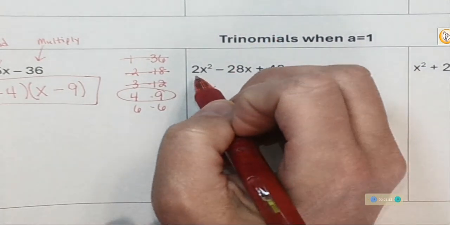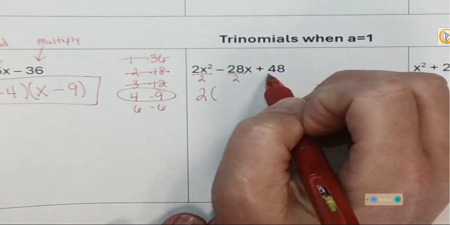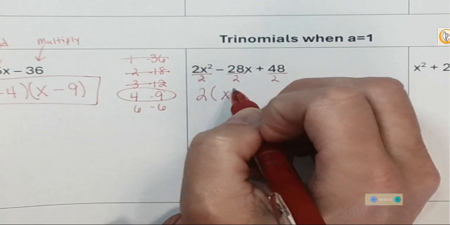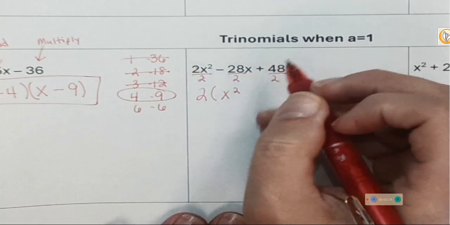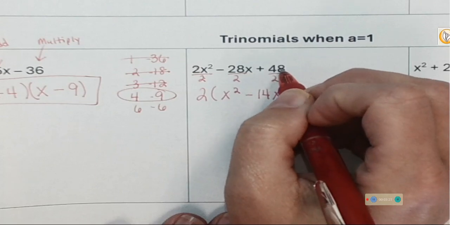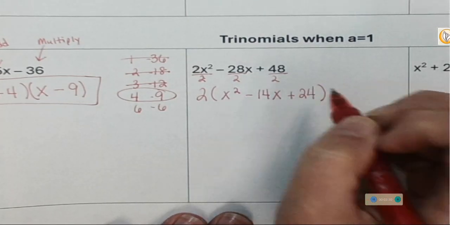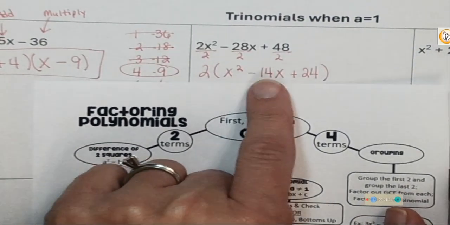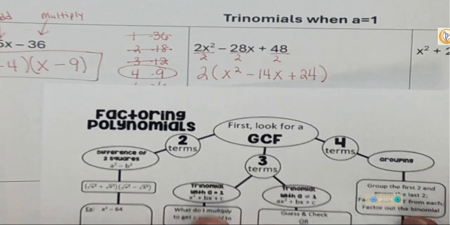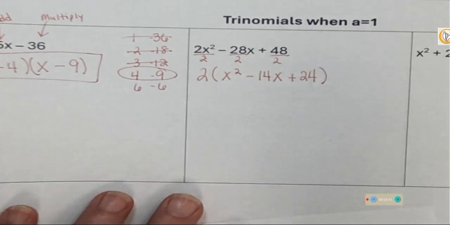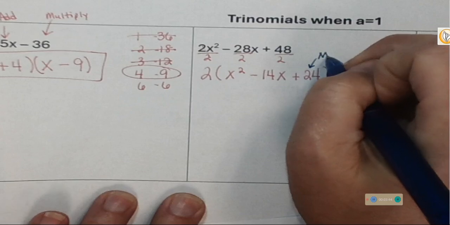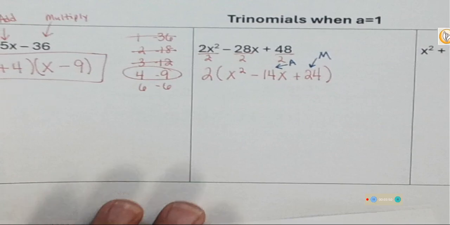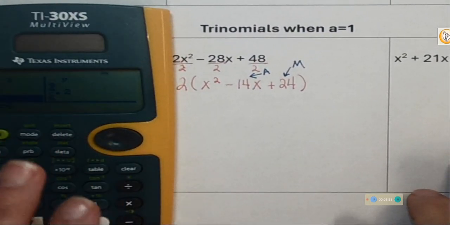So when I say I factor it out, what I'm really doing is I'm asking you to divide this, but usually you just do that in your head. 2x squared divided by 2, that becomes 1, and you got x squared. Negative 28x divided by 2 becomes negative 14x, and 48 divided by 2 becomes 24. You did greatest common factor, but you're not finished. Within that parentheses, you were left with 3 terms where a equals 1. So you're going to ask yourself, what two numbers multiply to give you positive 24 and also add to give you a negative 14?